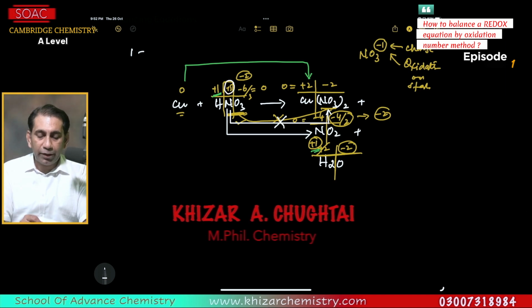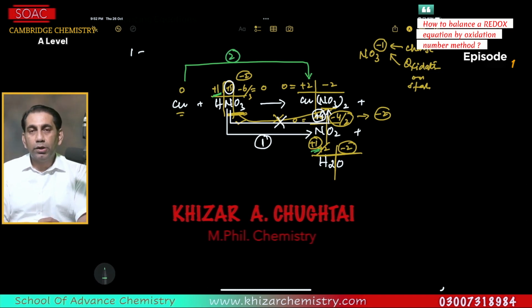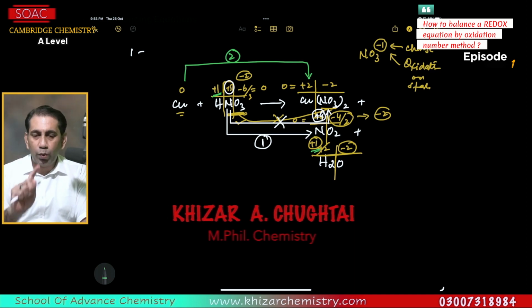Initially it had +5, but now it has +4. So there is a change of one electron; I mean, there is a gain of one electron. And you know what about copper? It is going to lose two electrons. So the next step: we have found that there is loss and gain of electrons, so it is a redox reaction. Copper is losing two electrons, but nitrogen is gaining one electron.